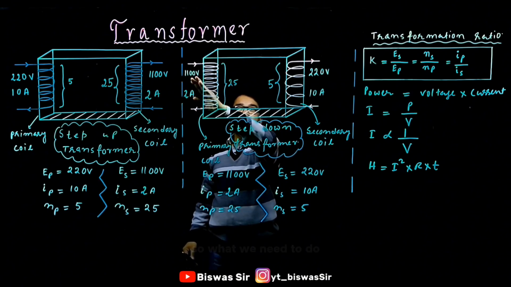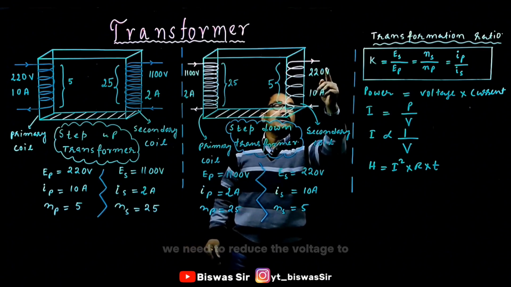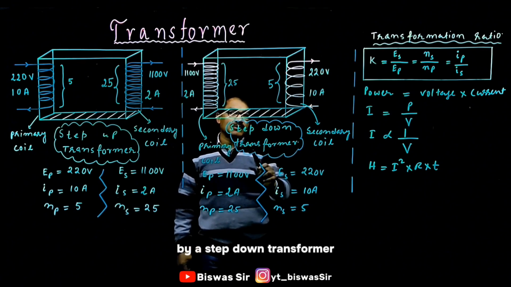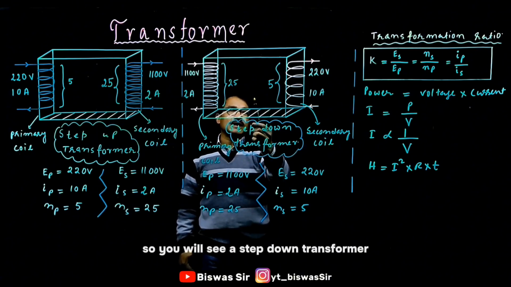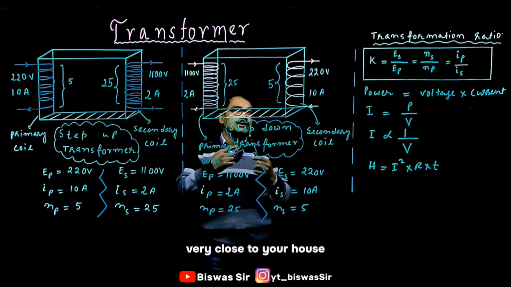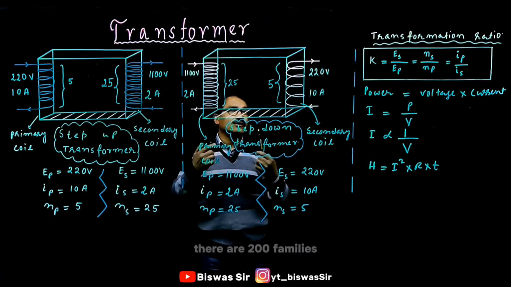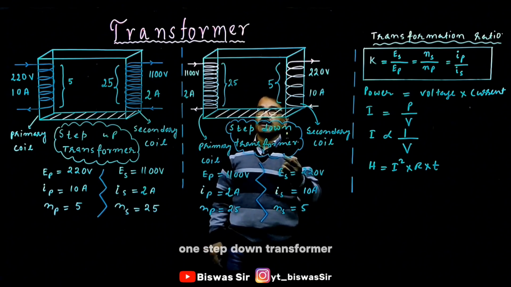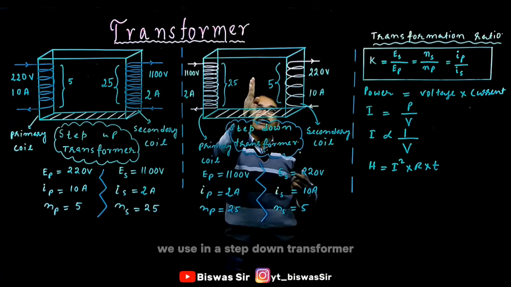It is not a safe voltage. So what we need to do is reduce the voltage to a safe limit, and that is done by a step down transformer. You will see a step down transformer very close to your house. Maybe in your colony there are 200 families which are supported by one step down transformer.